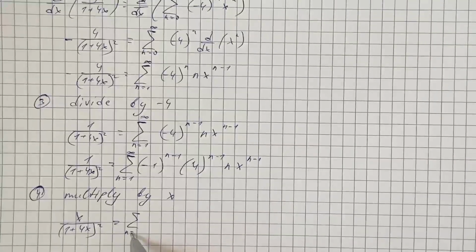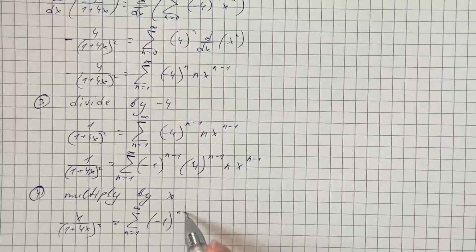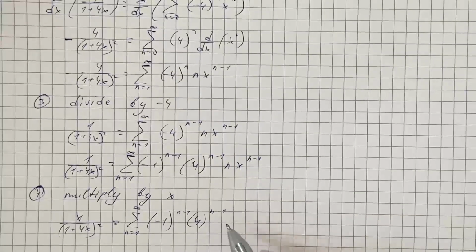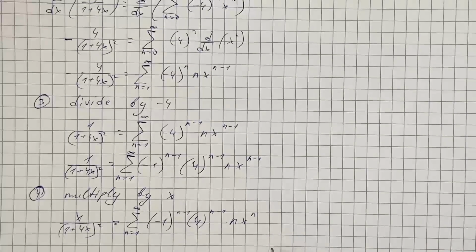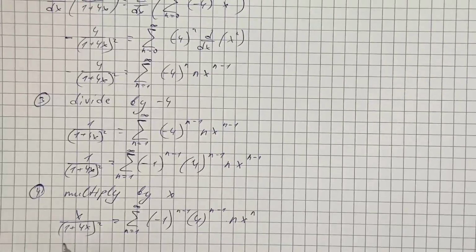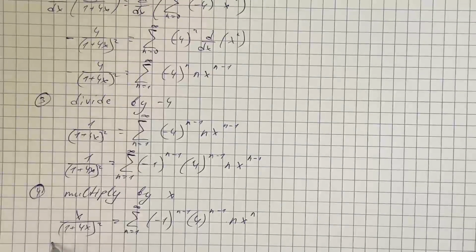the sum from 1 to infinity of negative 1 to the power of n minus 1 times 4 to the power of n minus 1 times n times x to the power of n on the right side. And that's going to be the series for the given function.